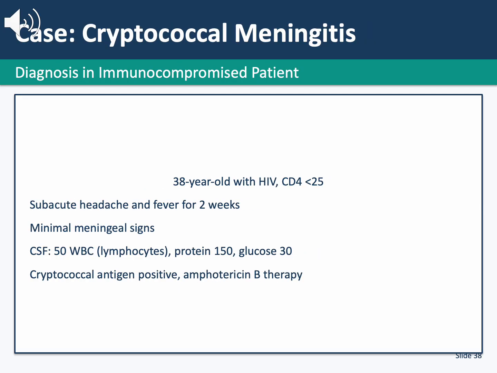A 38-year-old man with HIV and CD4 count of 25 cells per microliter presents with subacute headache and fever for 2 weeks. On examination, he has fever but minimal meningeal signs. CT head shows no acute abnormality. Lumbar puncture shows CSF with white blood cell count of 50 cells per microliter with predominance of lymphocytes, protein of 150 mg/dl, and glucose of 30 mg/dl.